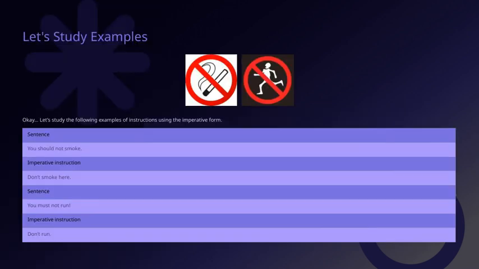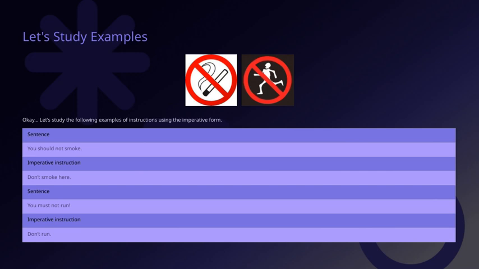Now, let's look at some examples of how we use imperative instructions. First, we have the sentence, "You should not smoke." This is a polite way of telling someone not to smoke. However, in real life, we often use more direct commands. For example, the imperative instruction, "Don't smoke here," is a clear and straightforward way to tell someone not to smoke in a specific place. It's concise and to the point, which makes it effective for giving instructions or orders.